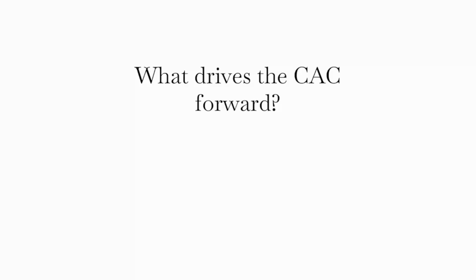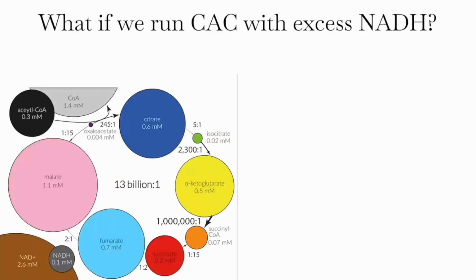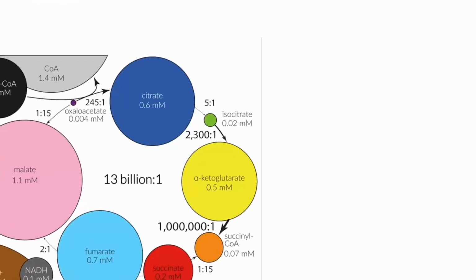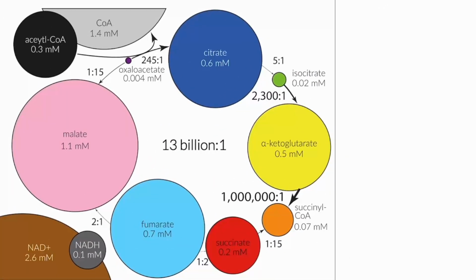Okay, so I said that there are these reactions that are driving the reaction forward. What about those reactions makes them favor going forward? And the answer, it turns out, is the excess NAD plus to NADH ratio. And let me show this with some numbers. So here I've just reproduced the graph I showed before. Zoom in a little bit. It's a 13 billion to 1 favorable reaction because of these favorable steps here, particularly those two on the right.